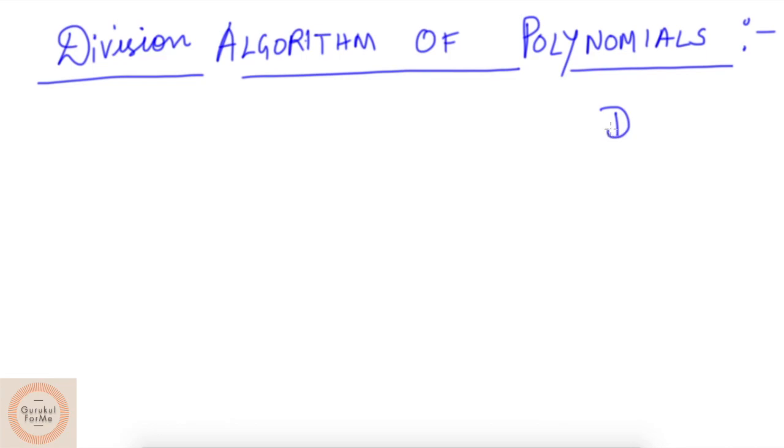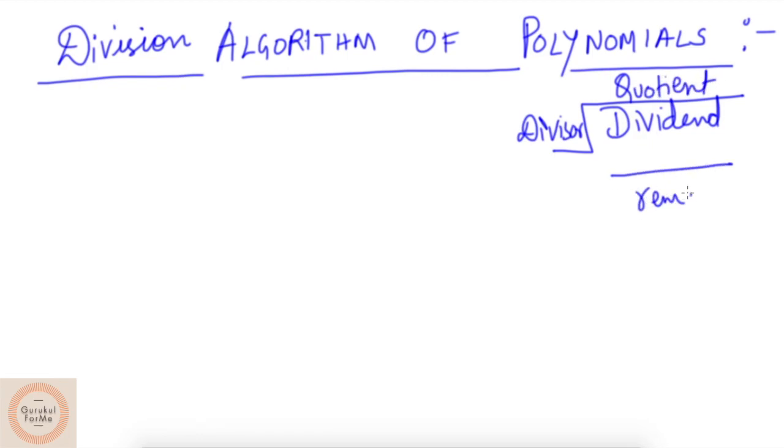It says there is a dividend, and then there is a divisor, there is a quotient, and there is a remainder. Now, this same concept applies to the division algorithm of polynomials.